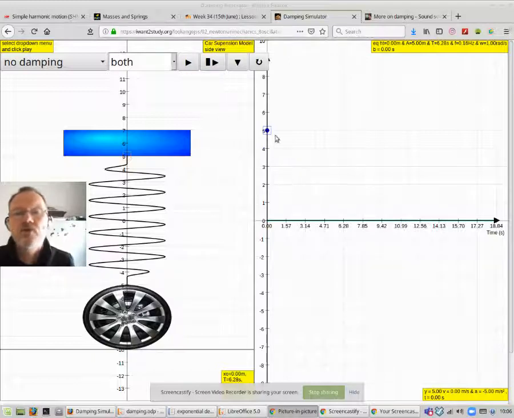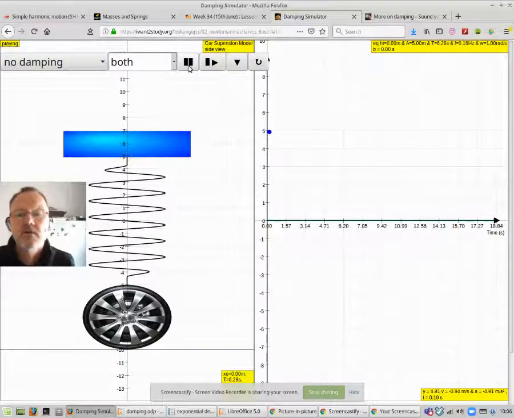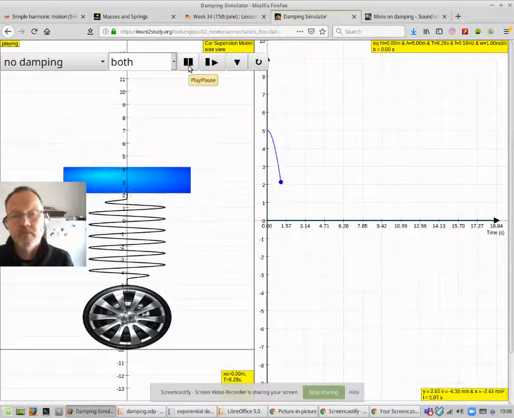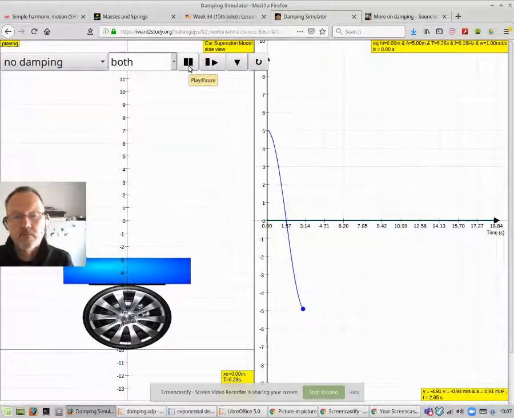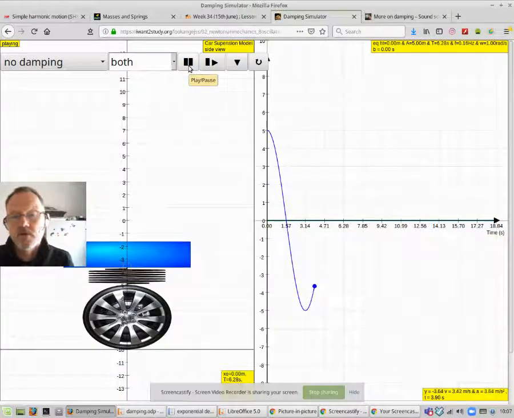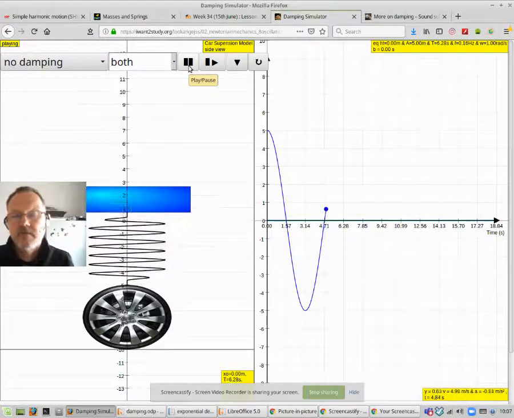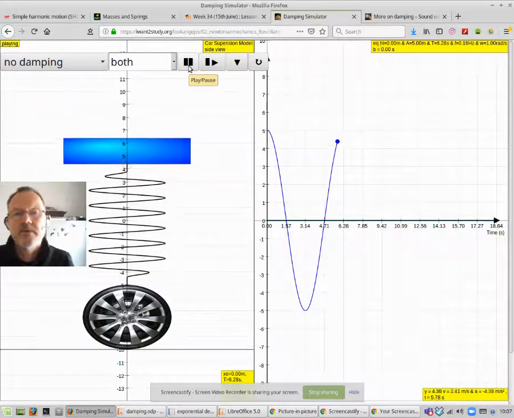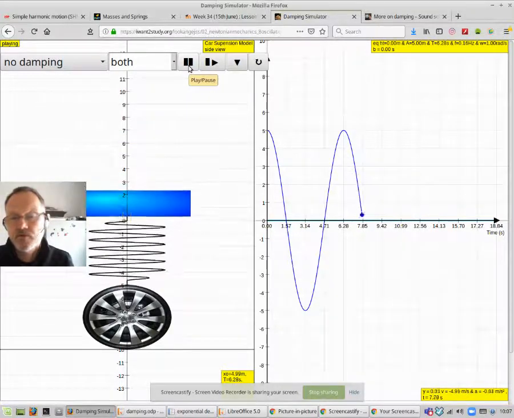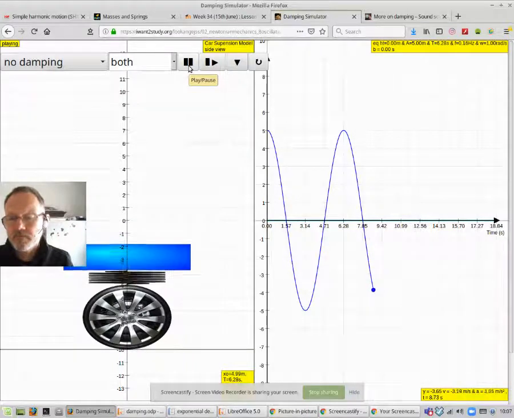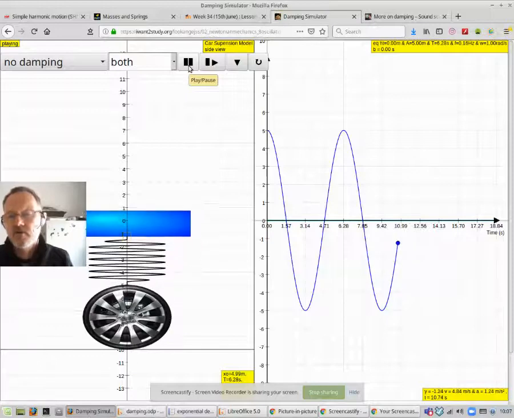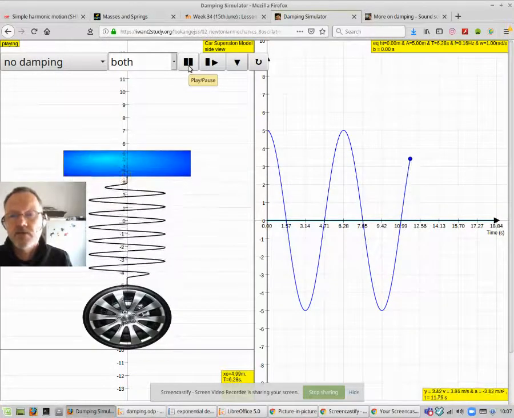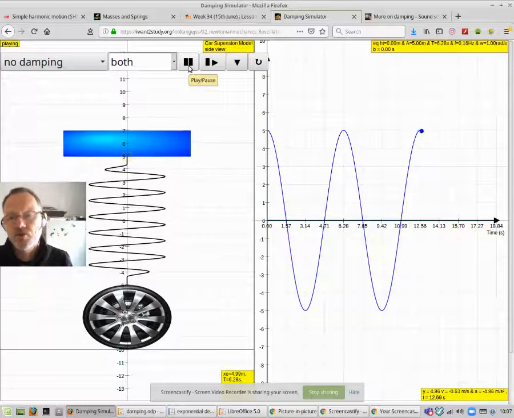On this side, we've got the graph. So let's have a look. So this should look fairly familiar. And what we've got here is an amplitude which is remaining constant all the time. So that means if you were in this car, the car would just be moving up and down continuously with the same amplitude, which would probably be quite uncomfortable.